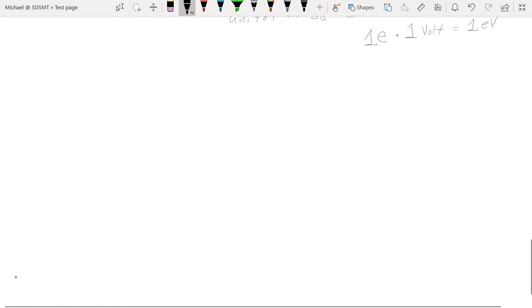In particle physics, it's not uncommon to have an energy associated with a particle that could be mega electron volts or even giga electron volts. We could have a particle that's got an energy value of 5 giga electron volts, and you might be thinking, wow, that's a lot of energy.